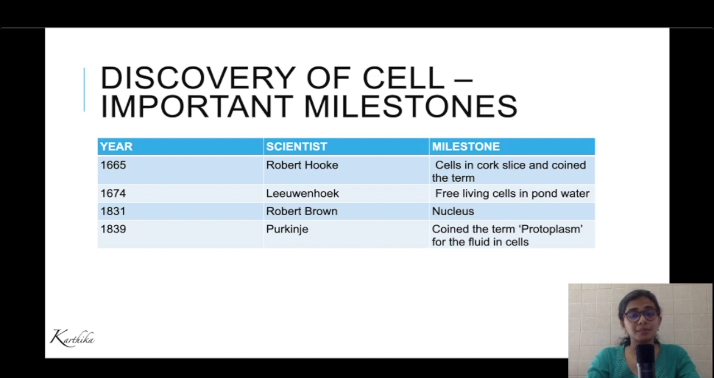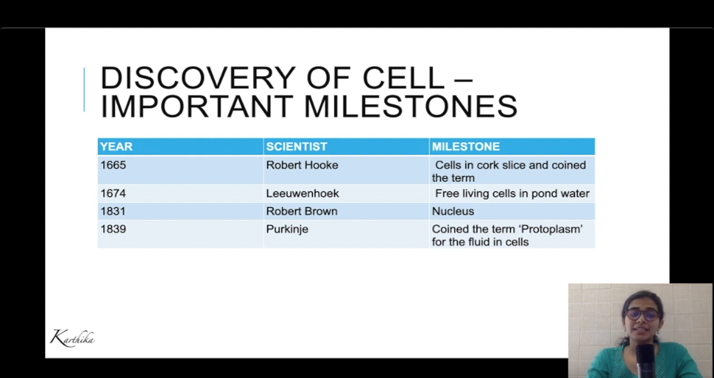Second, some cells can live freely in water. Third, all cells have a nucleus, which is the densely stained part present near the center of each cell. Then all cells have a living fluid inside them, called protoplasm.